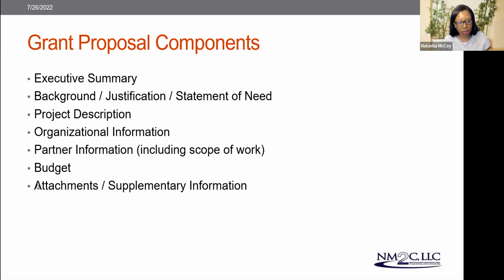We'll go over each one of these in a little bit more detail and give an example of how to put together a proposal for a project.